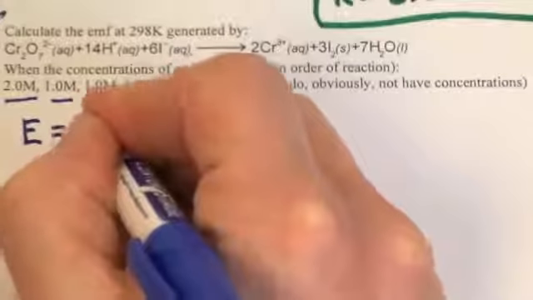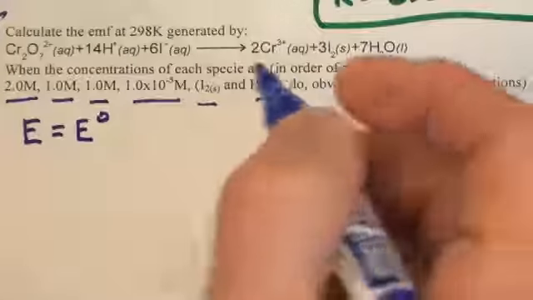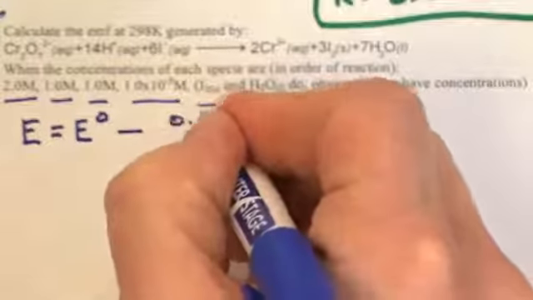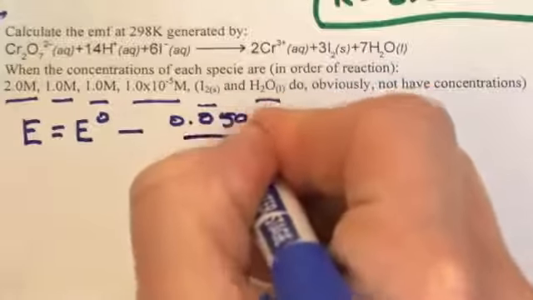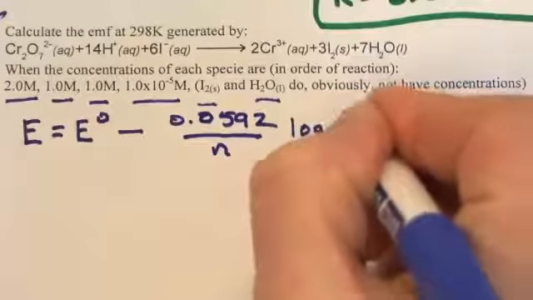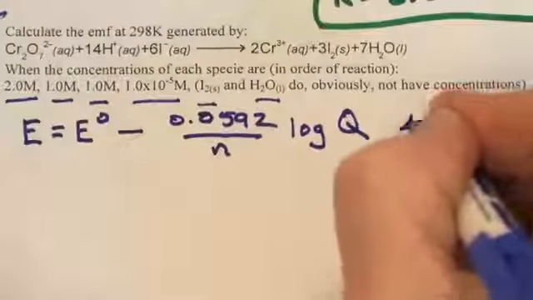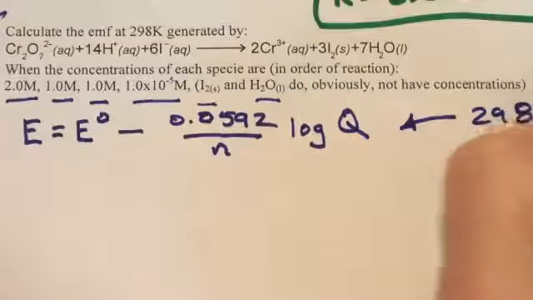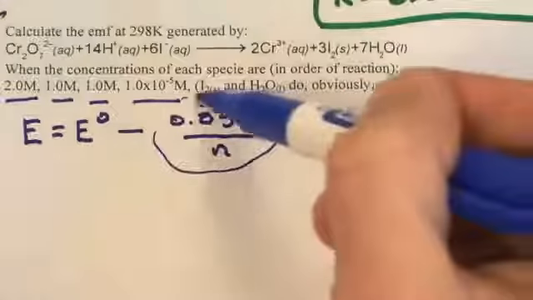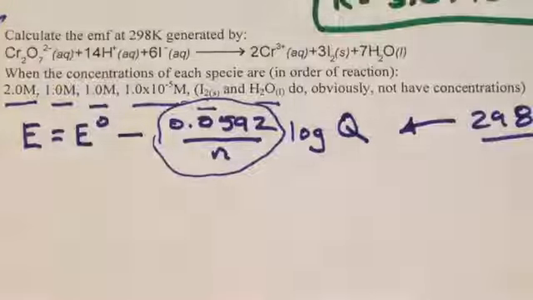And the Nernst equation says that you can calculate the electromotive force, or the voltage, at non-standard conditions by taking the electromotive force at standard conditions and subtracting 0.0592, dividing it by the number of electrons transferred, and multiplying it by the log of Q. Q, remember, is the reaction quotient. Now this is only true at 298 Kelvin. If it's not at 298 Kelvin, then we have to make some changes here to adjust for a different temperature as well.